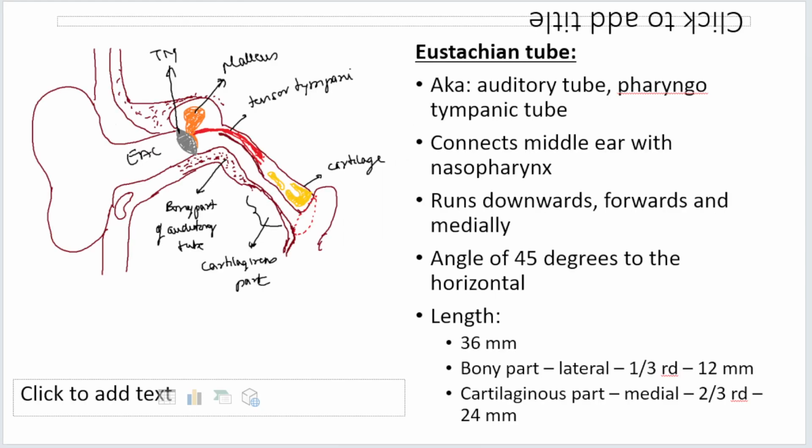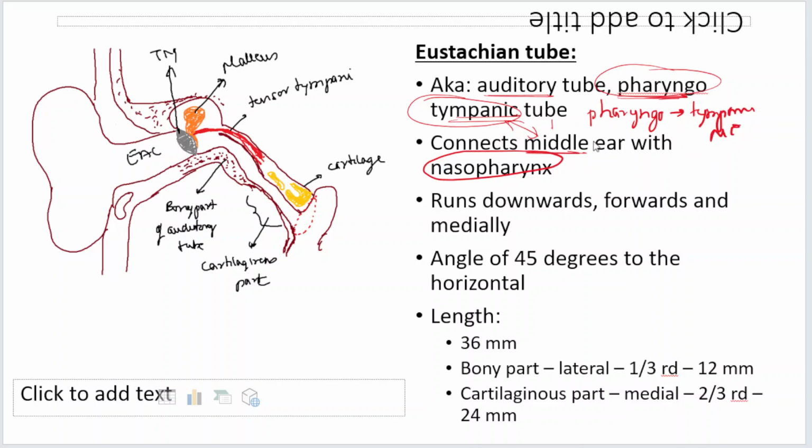The Eustachian tube is also known as the auditory tube, also called the pharyngotympanic tube. Why is it called the pharyngotympanic tube? Because it is connecting the middle ear, that is the tympanic cavity, with the nasopharynx. So it is called pharyngotympanic, connecting the nasopharynx to the tympanic cavity or the middle ear. That is the function. The Eustachian tube is basically connecting the middle ear with the nasopharynx.